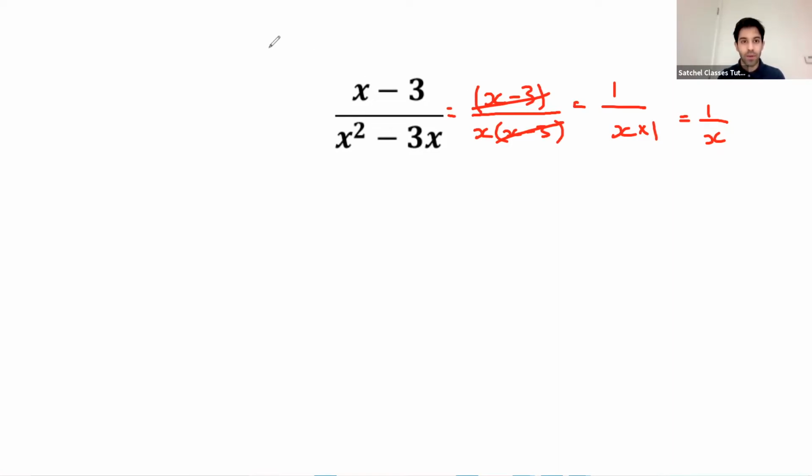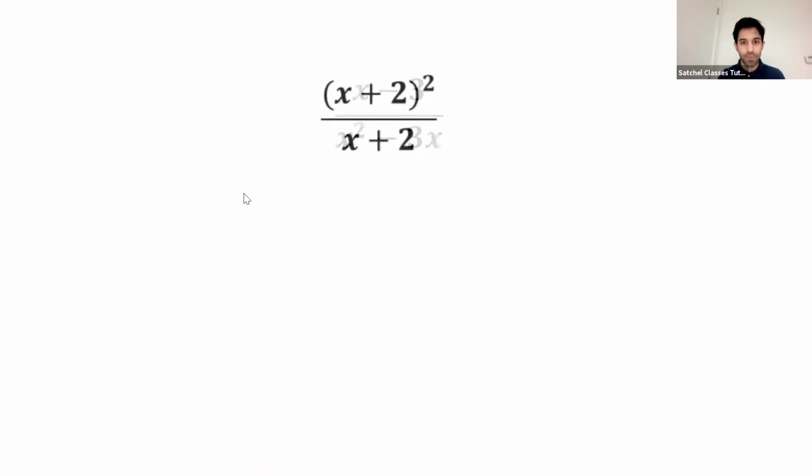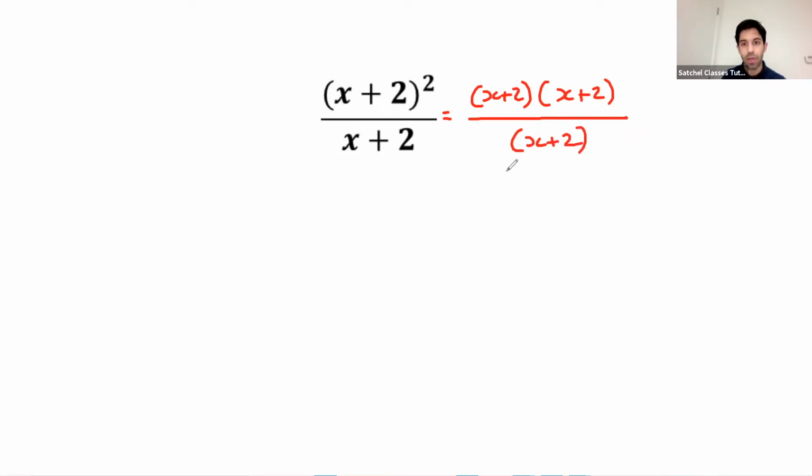All right, let's have a go at another one. So x plus 2 squared over x plus 2. Now, this x plus 2 squared means we have x plus 2 multiplied by itself, over x plus 2. Now we have one set of x plus 2's that cancel out. So we're left with x plus 2 over 1, which is simply x plus 2.